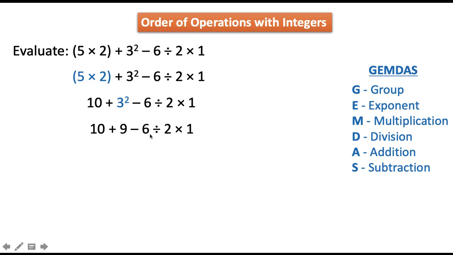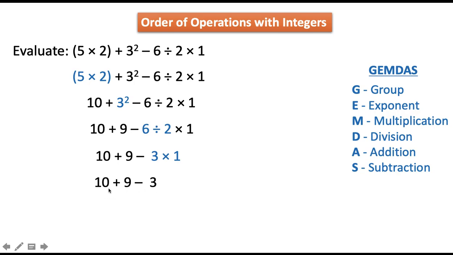Next, we are left with plus, minus, divide, times. So our next priority is multiplication or division. So in here, division is written first from left going to the right. So we will start with 6 divided by 2 before multiplying them. So 6 divided by 2 is 3. Then write down the rest of the symbols and numbers and perform the multiplication. 3 times 1, and that is 3. Then write down the rest of the symbols and numbers.